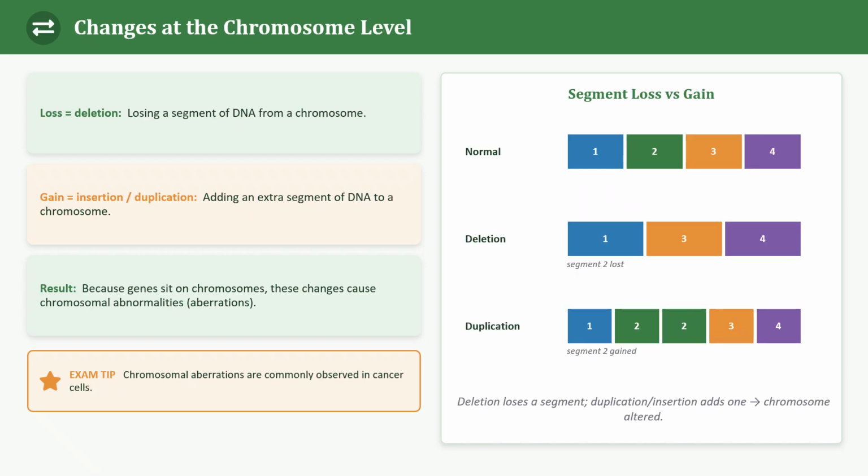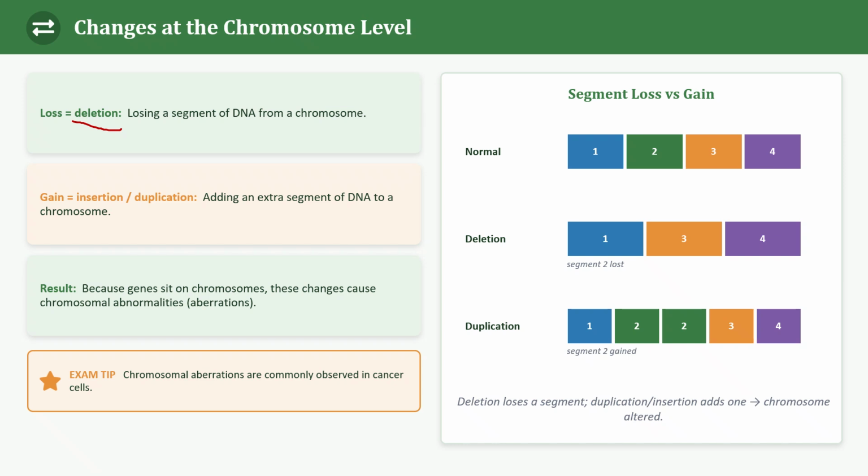So next we are going to see changes at the chromosomal level. So chromosomal mutation. See, sometimes mutations affect not only just one DNA base but a large segment of a chromosome. There are two main possibilities. So first, the first one is deletion. So what happens in deletion? See, deletion means loss of a segment of DNA.